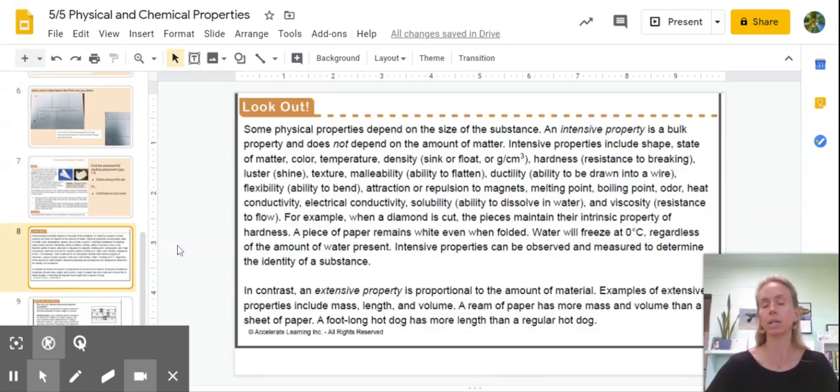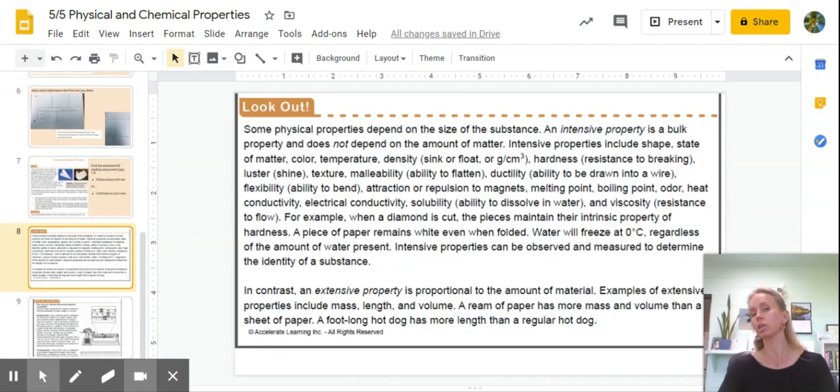This next section is a little bit of bonus information. Even though you won't be tested on the words intensive and extensive properties, it's a little bit of additional information that will make you that much more knowledgeable. Congratulations. Some physical properties depend on the size of a substance. An intensive property is a bulk property. It does not depend on the amount of matter.